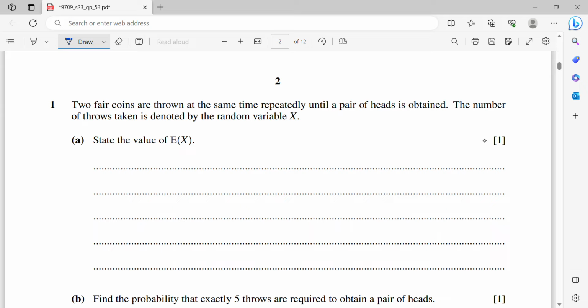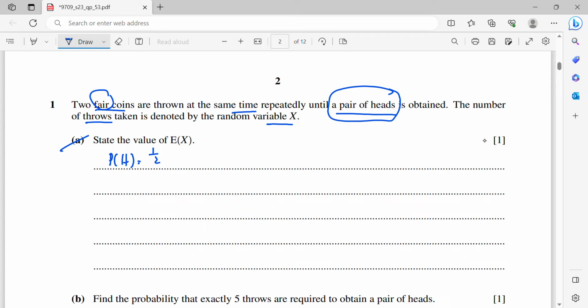Number 1, two fair coins are thrown at the same time repeatedly until a pair of heads is obtained. The number of throws is denoted by X. A, state the value of E(X). So from here, since we need to get until a pair of heads is obtained, this is a geometric distribution. Since this is a fair coin, P(H) will be 1/2.